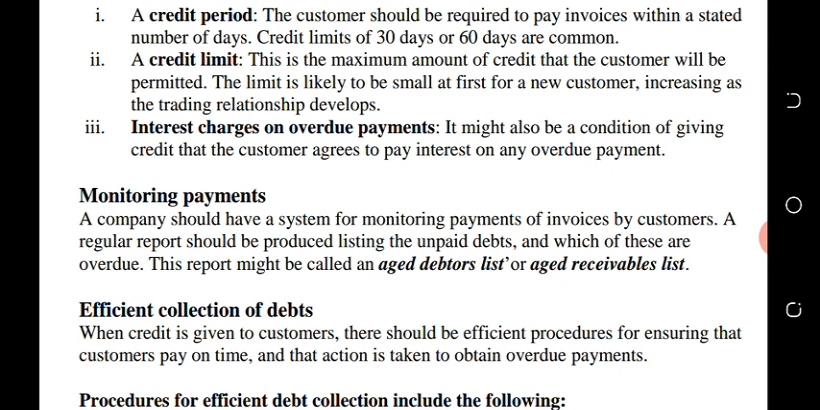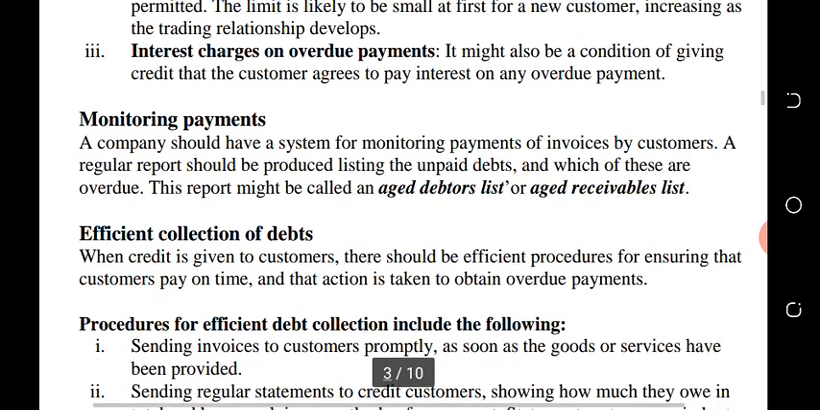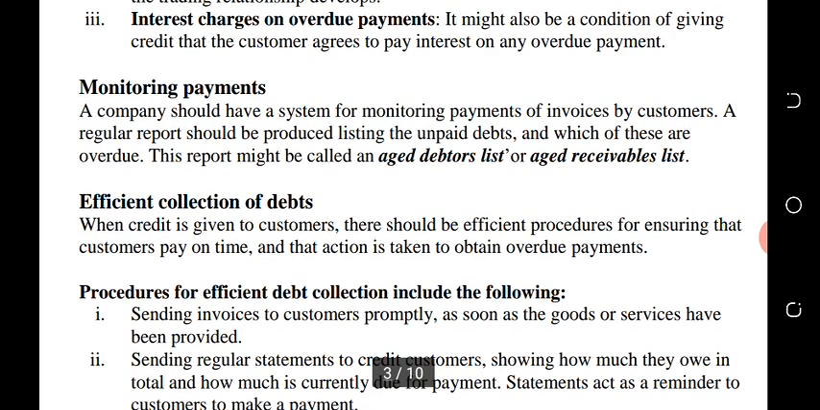That means if they have to pay in 60 days, after 60 days we should be able to charge interest on it. That means they will pay the principal amount and also pay the interest for not paying as at when due. So it might also be a condition of giving credit that the customer agrees to pay interest on any overdue payment. Monitoring payments. So how can we monitor payments?